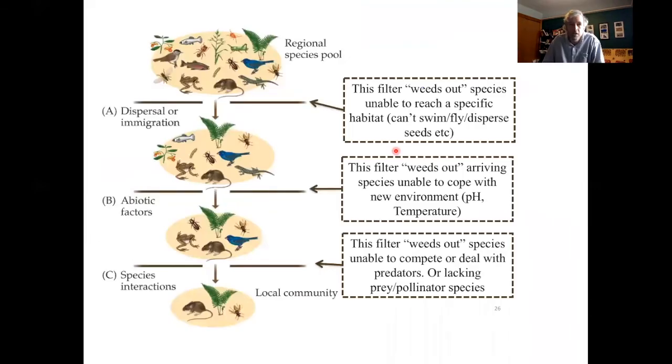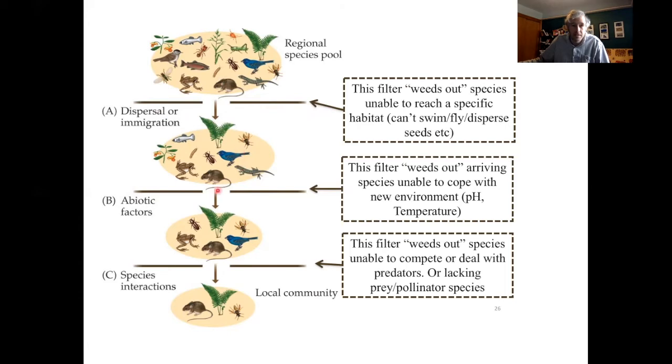So let's just, in this regard, briefly revisit this filters concept that we talked about last time. So remember, the filters concept describes, based on the number of species in our regional species pool, how many species we see in our local community. Remember, from the regional species pool, this might be the species that are present on the mainland, and we're trying to get what species are on our island. Well, for a species to get to our island, first it has to be able to disperse. It has to pass through the dispersal filter. And this is the filter that weeds out species unable to reach a specific habitat, i.e. they can't fly, swim, disperse by seeds, etc.